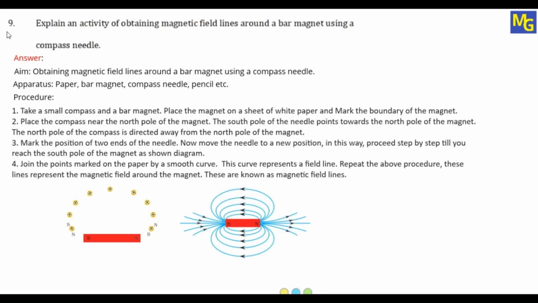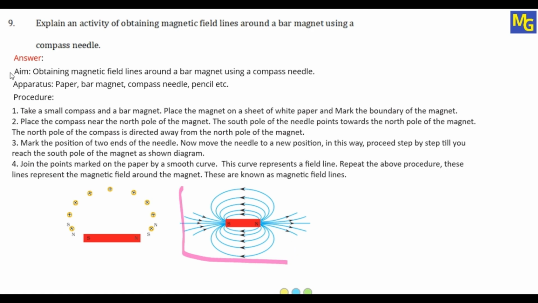Now the next question, question number 9. Explain an activity obtaining magnetic field lines around a bar magnet using compass needle. So this is one of the activities which is present in NCERT book. You may have seen this diagram in your textbook. So this activity we have to explain in detail.